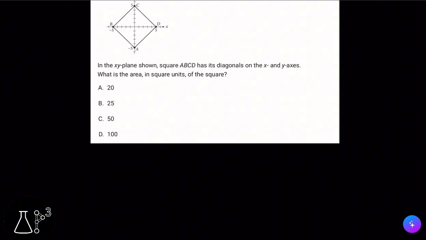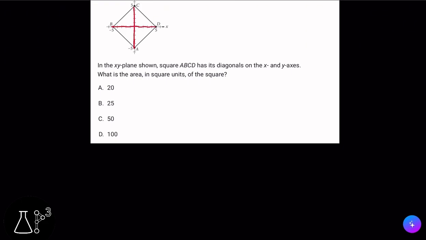Okay, let's do another question. In the xy plane shown above, square ABCD has its diagonals on the x and y axes. What is the area in square units of the square? Well, because we have two diagonals in ABCD, we're able to conclude that this square has four congruent right triangles. What are they, you might be asking? Well, if I draw two lines here and here, I'm able to see four congruent right triangles.